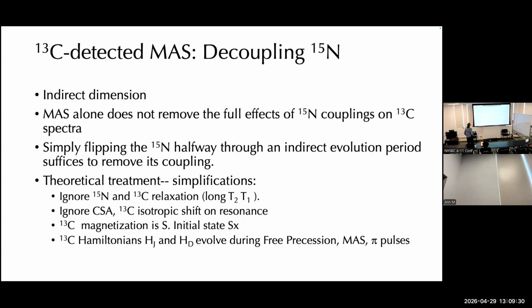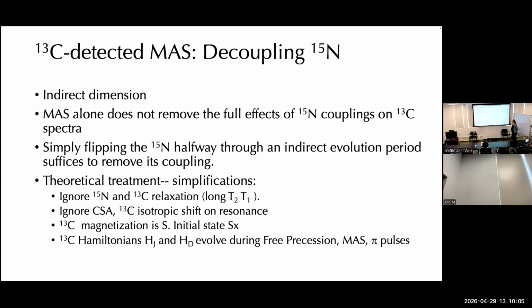So let's say you add a nitrogen connected to that carbon, which will be the case if it's a backbone carbon or many of the carbons in nucleic acids. And let's say that you're looking at this carbon that you're detecting in an indirect dimension. And that nitrogen might have a variety of couplings. We'll start to unpack that maybe on the next slide.